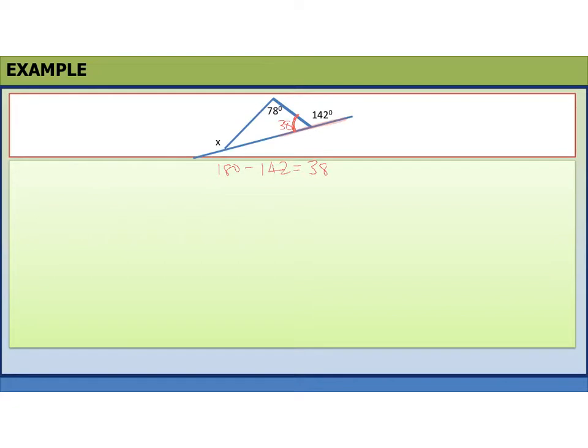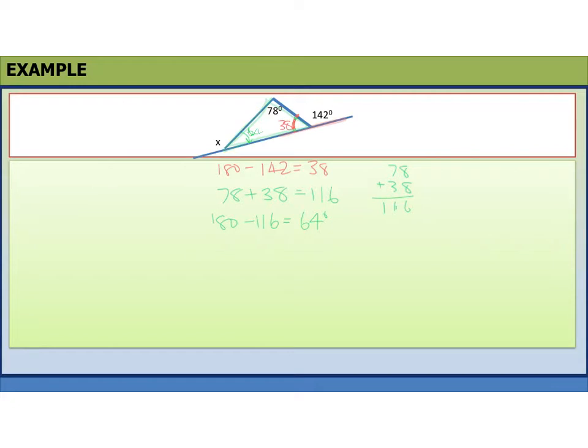Now we can use the triangle. So inside the triangle, all three angles have to add up to 180. That's going to let us work out this angle. So we're going to do 78 plus 38. I'm going to do that as a column addition. So 8 add 8 is 16, 7 add 3 is 10, add the 1. So that's 116. And then I need to take that away from 180. So 180 take away 116 is 64 degrees. So this angle here is 64.